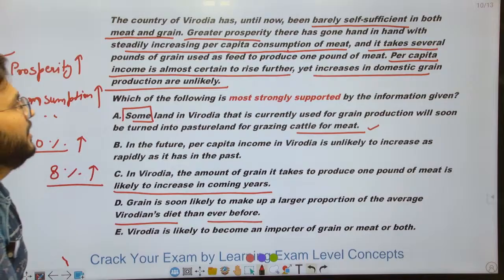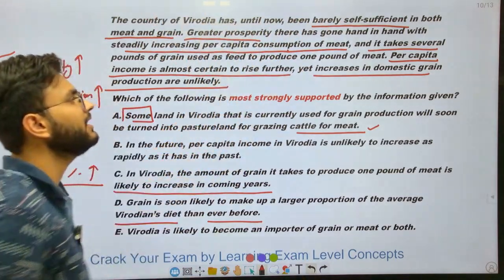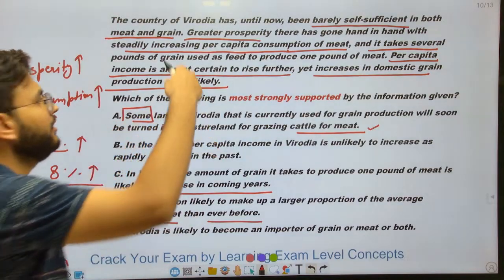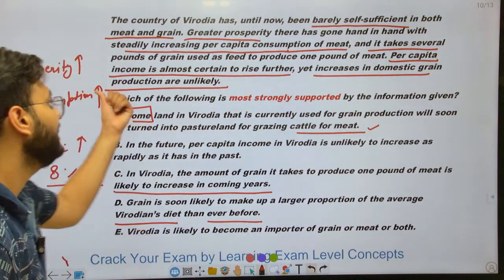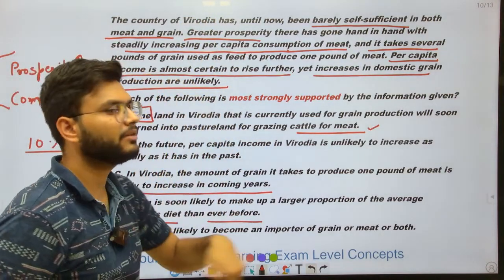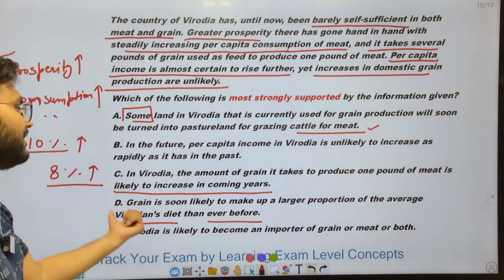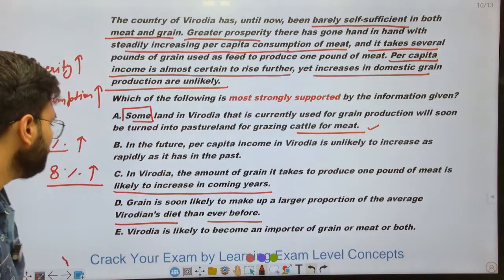have mentioned? Greater prosperity has gone hand in hand with steadily increasing per capita consumption. If consumption is increasing and this prosperity is increasing, then if in the later scenarios we know incomes are going to increase more, it means they are going to consume more, and this does not tell me that their needs will be satisfied. No, not at all.